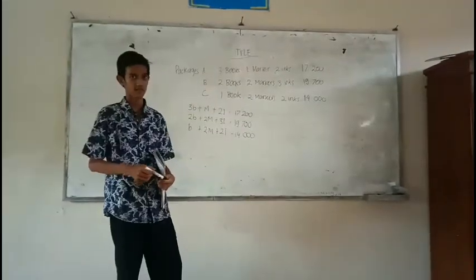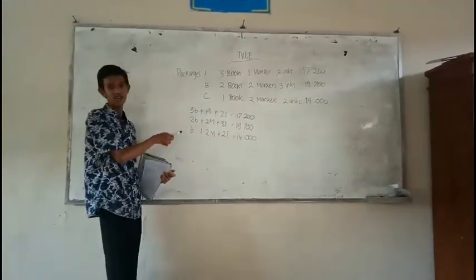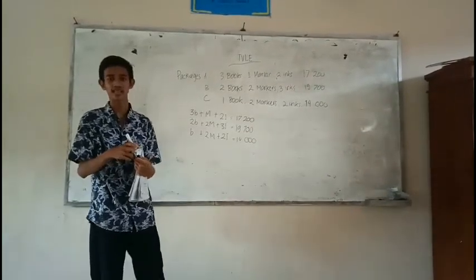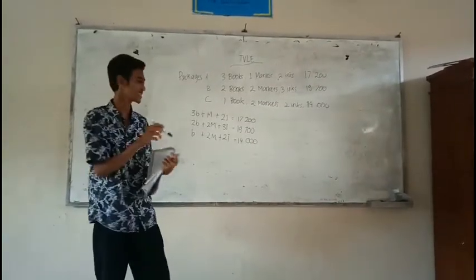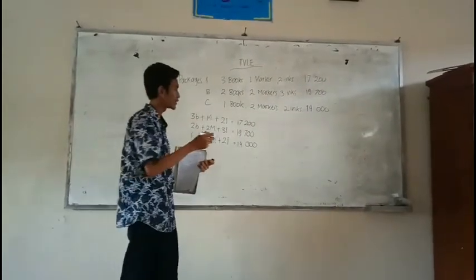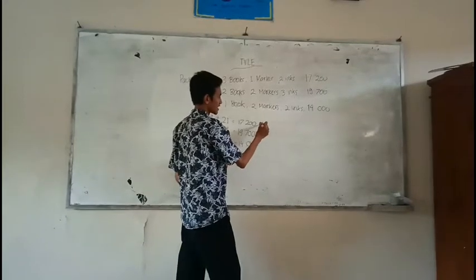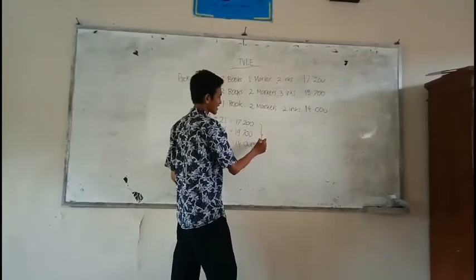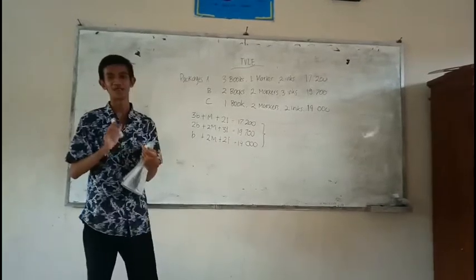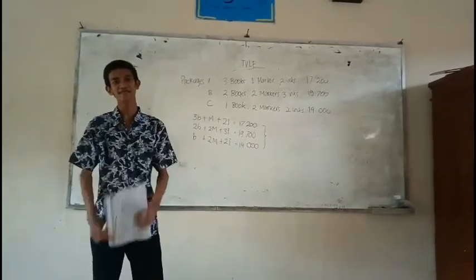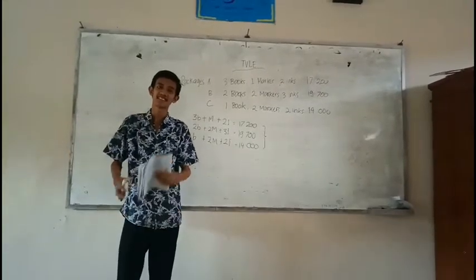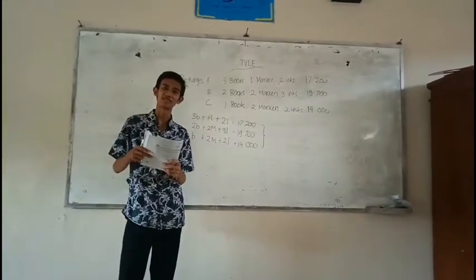Right. So this is the equation. Because this is an equation, we must give the equals sign like that. Do you understand, students? Understand, sir? Slowly but surely. Okay, good.